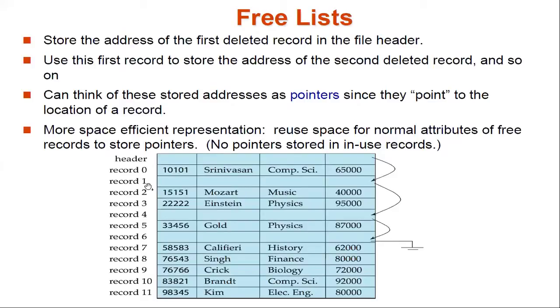And suppose you delete any other subsequent records. In this example, record 1 is deleted, record 4 is deleted, record 6 is deleted. Based on this alternative approach, we write the first deleted record's address into the header of the file, and then the second one, the fourth record you have deleted, its address will be stored in the record 1 place, and then the record 6 address will be saved in the record 4 place.